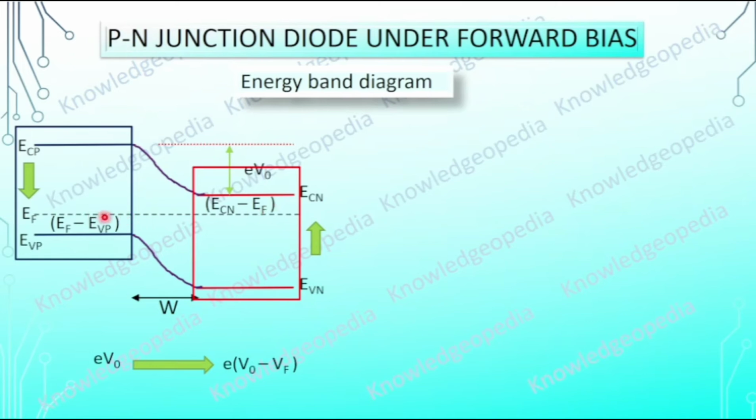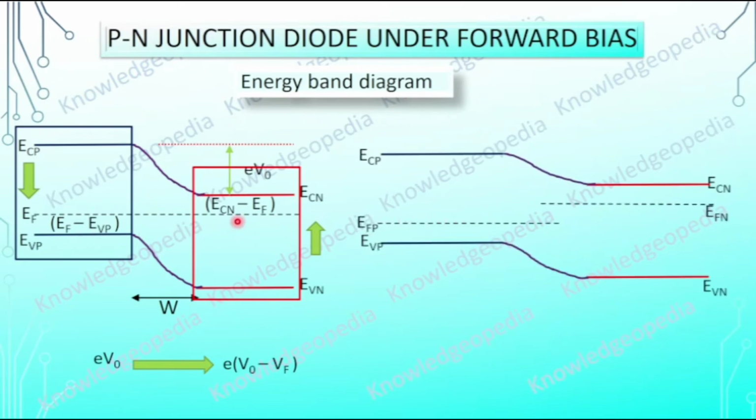Earlier the Fermi level was aligned, but now there is a shift in the energy bands. So this will come down, this will go up. On this side the Fermi energy will go up, and on this side the Fermi energy should come down. Here you can see the energy bands on the n side are going up. So this is the Fermi level. Earlier both of these were aligned. Now it has shifted up, and this side it has shifted down. These are the new positions for the energy levels when a PN junction diode is under forward bias.